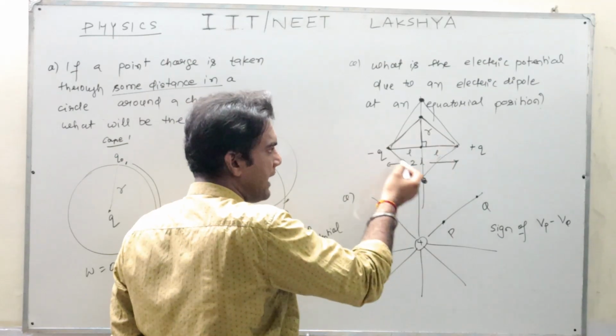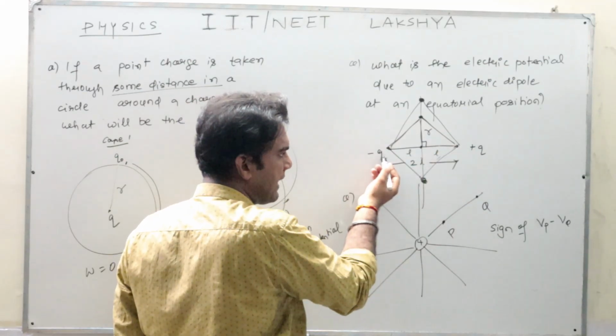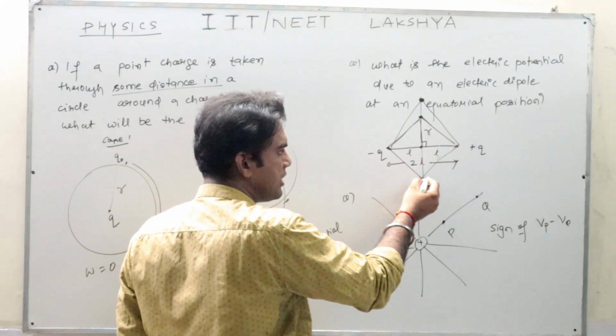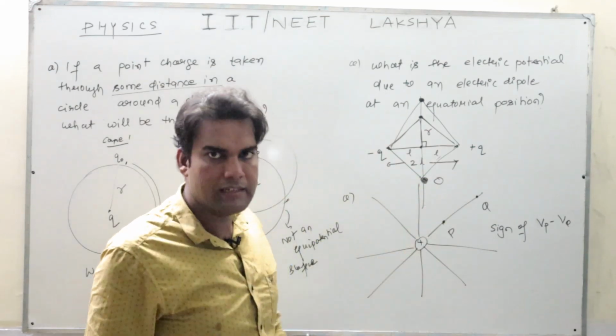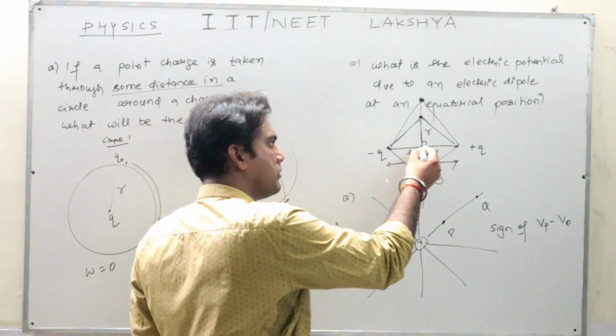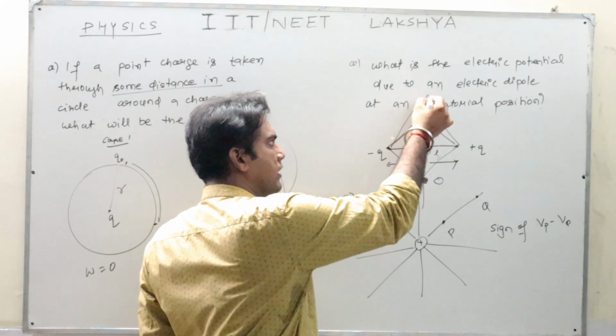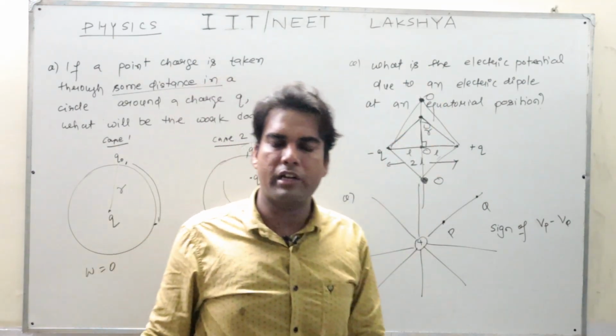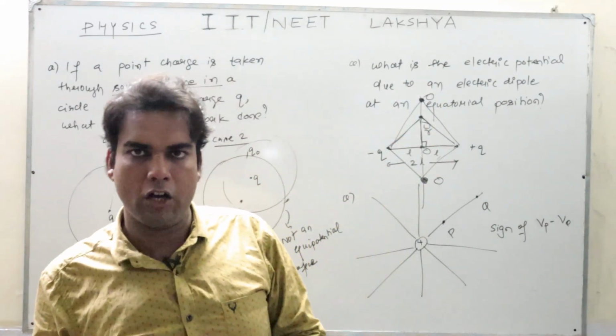Because the magnitude is the same, but here a negative charge, here a positive charge, the potential here will be 0, because potential is a scalar quantity. Here also potential 0, here also 0. So at every point potential will be 0. I hope you are understanding.